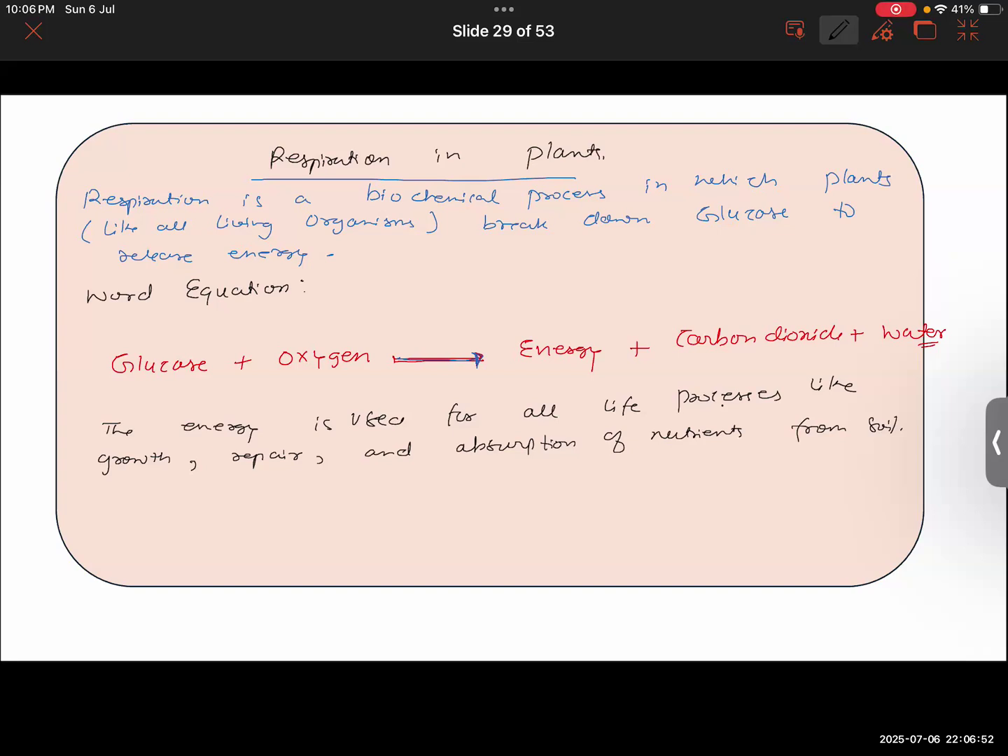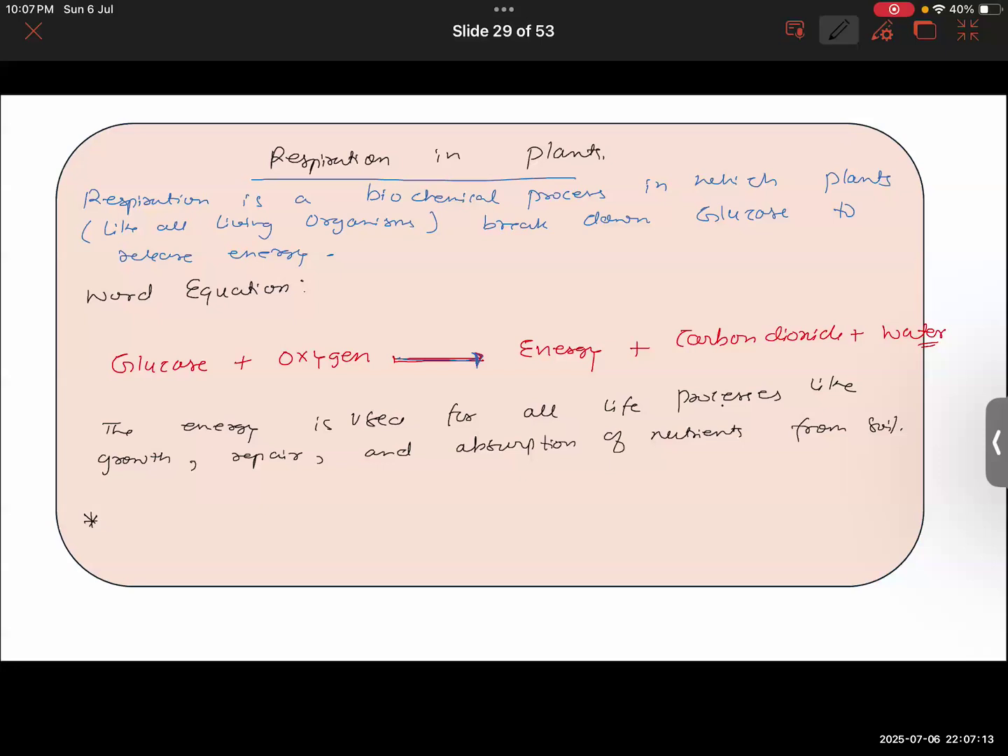All right. And note down that it is not happening only in the leaves. Do not confuse it with photosynthesis. Photosynthesis generally happens in the green parts of the plant, like in the leaves and in some cases in the stems. But respiration happens in all the parts of the plant, whether it be leaf, root, or the stem.